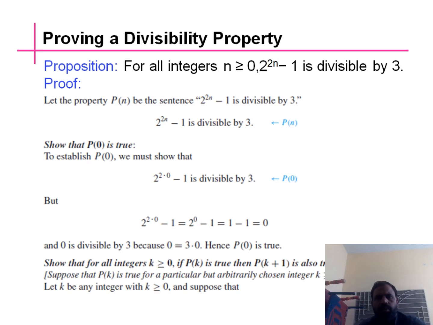Now we discuss proving the divisibility property. It's very important.